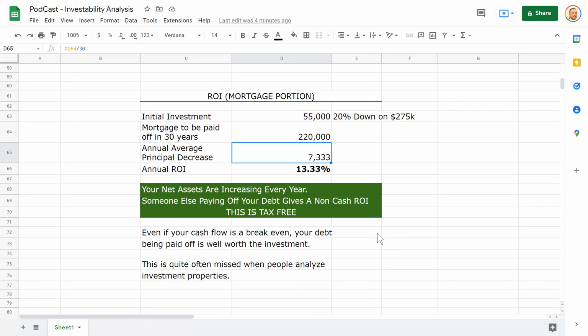Now, I know I went through this a little quick, but I wanted to give you guys a little primer on this process. But of course, I'm here every day to answer any of your questions with regard to investment properties or with regard to anything related to tax or accounting or business.